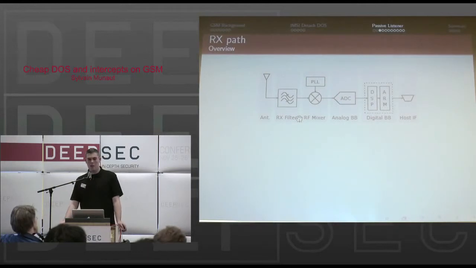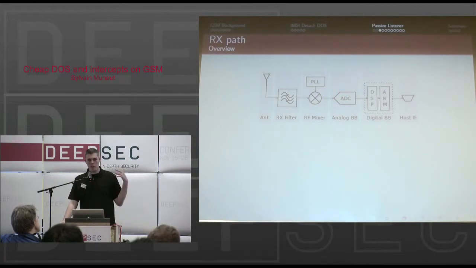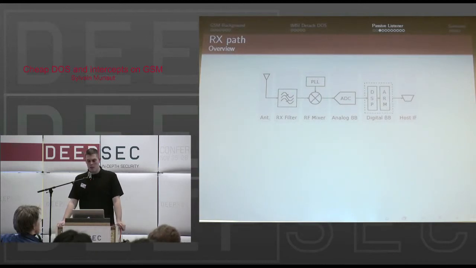So this is what the reception path of this phone looks like. It's, of course, a little simplified, but that's the idea. We're going to go through each element and see, can this element do what I want it to do? Is it an obstacle? And if it's an obstacle, is there some way to walk around it or change it or whatever?